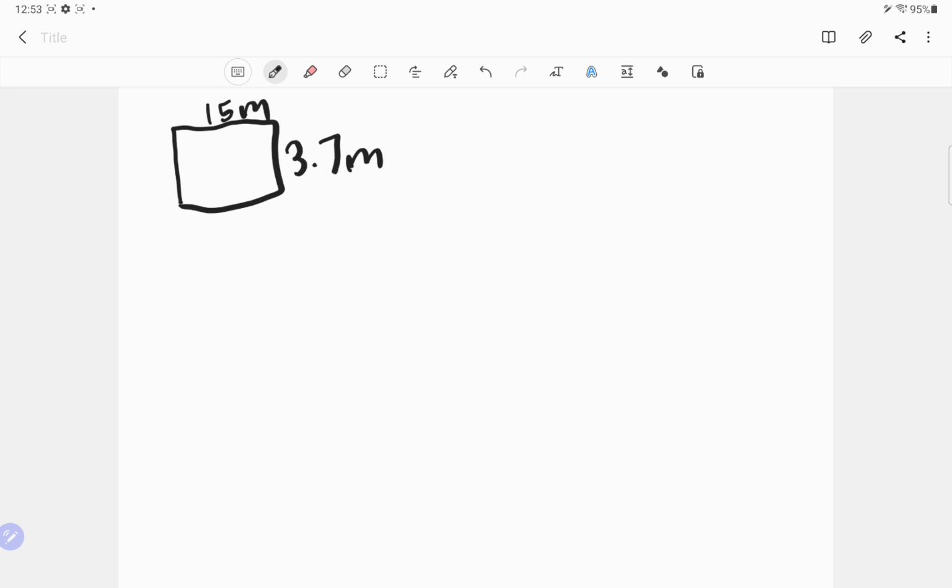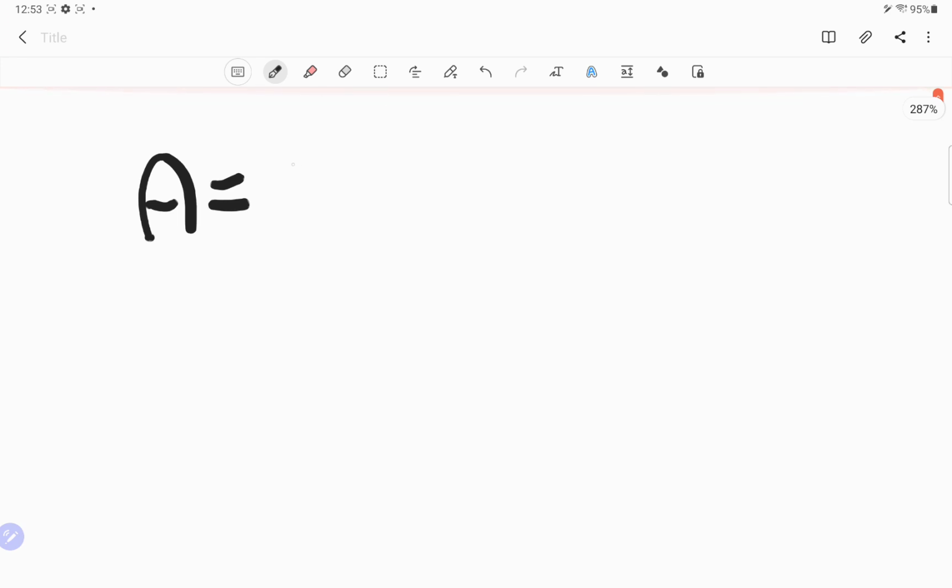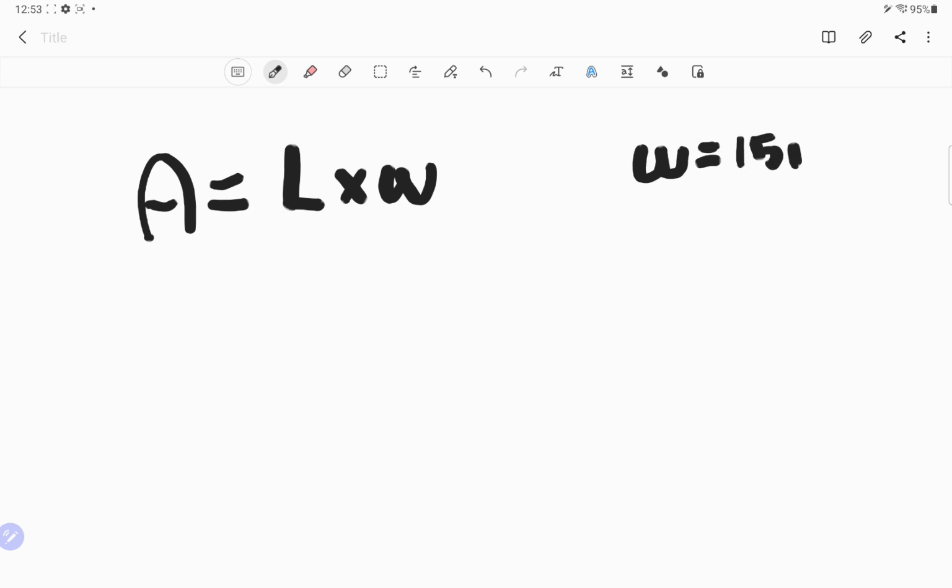So right here on number 1, all it says is find the area. Okay, so we know we have a rectangle. The formula for a rectangle is the following. I'm going to try and write it as big as possible so you guys can see. It's going to be area equals length times width. I'm going to label on the right side my width, which is 15 meters, and my length is going to be 3.7 meters.